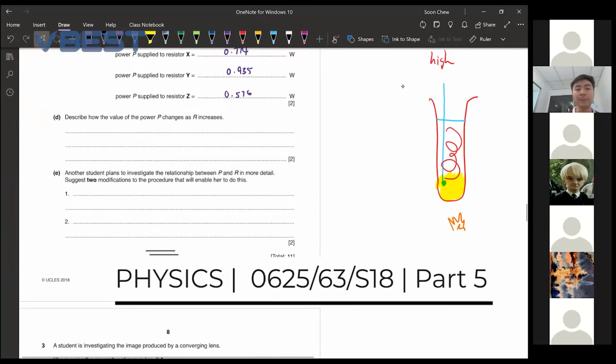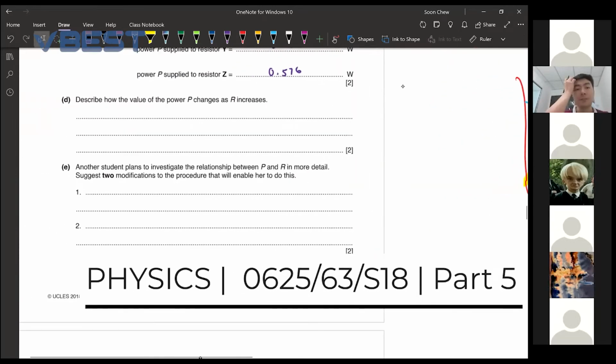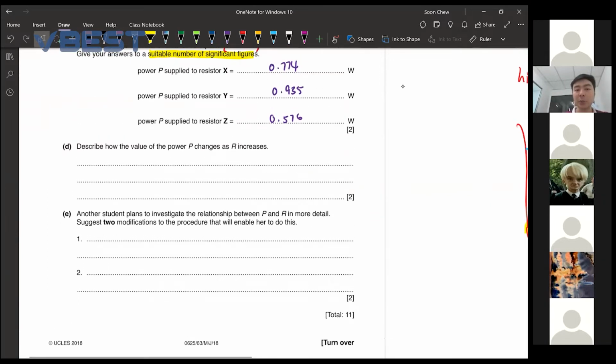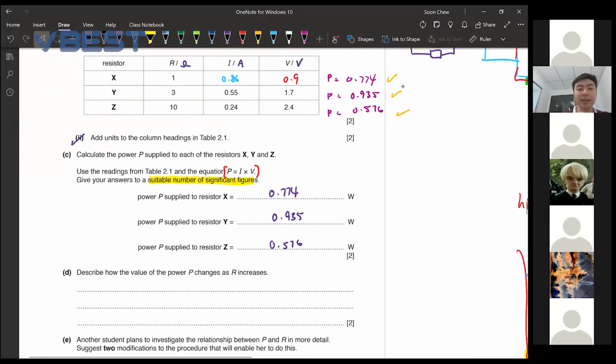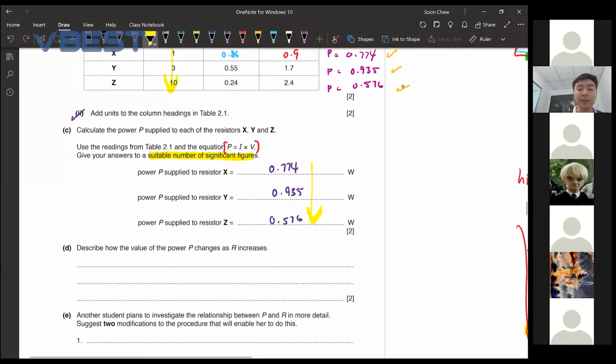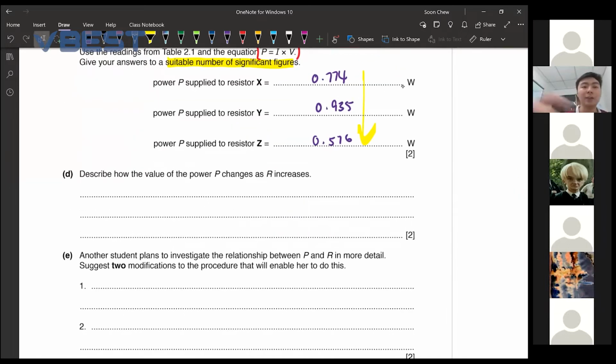Now, donkey. Describe how the value of the power changes as R increases. So we will need to read the trends already. You can see that when R increases over here, our power actually, let me see. We actually cannot see anything significant over here. Let me double check on my working. Yeah, because we don't have a trend in this case, describe how the value P changes with R. So we can use our table to guide us.